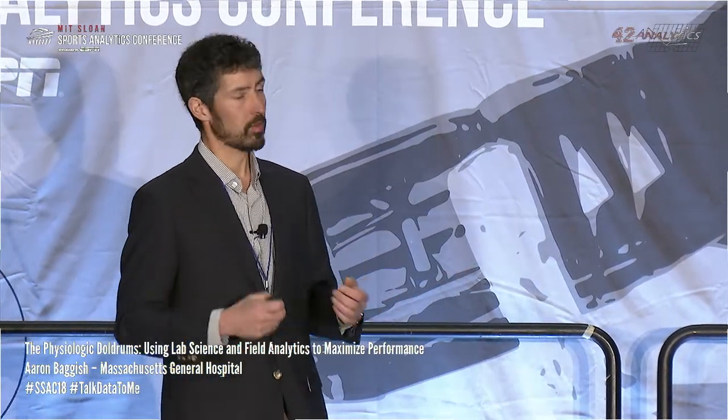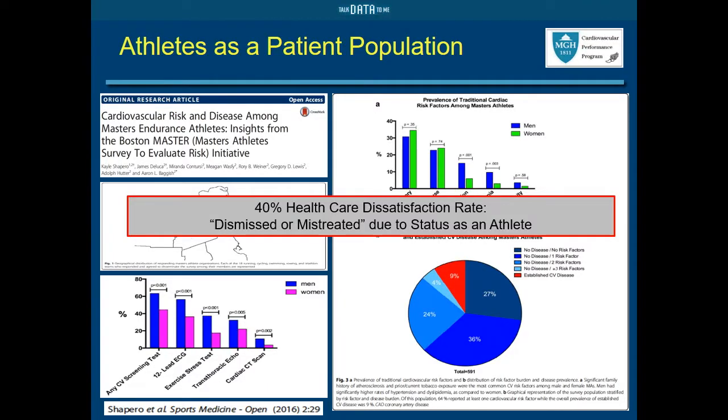But the single most important thing that we learned from this study is that 40% of these men and women above the age of 40 who were athletic felt dissatisfied with their interaction with their doctors because they felt dismissed or mistreated due to their status as an athlete. The consistent story was, walked in, had a complaint, doctor looked at me and said, if you're running 5 miles, you can't have a problem, I'll see the next patient. So this is a big issue.